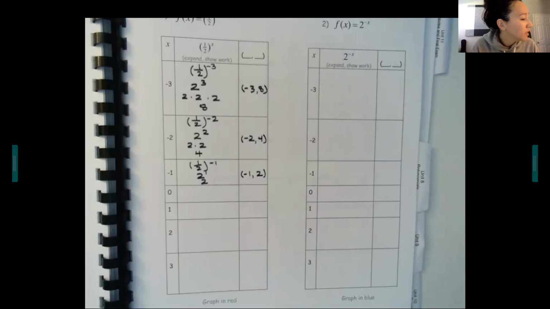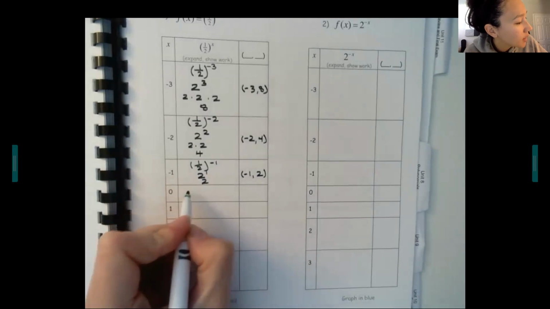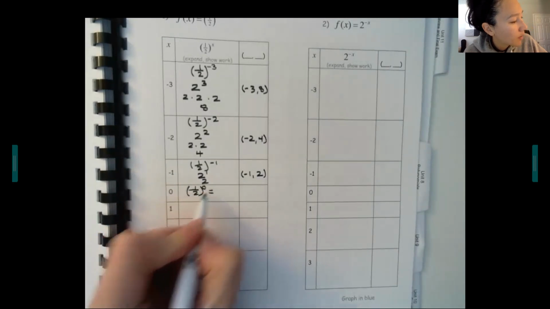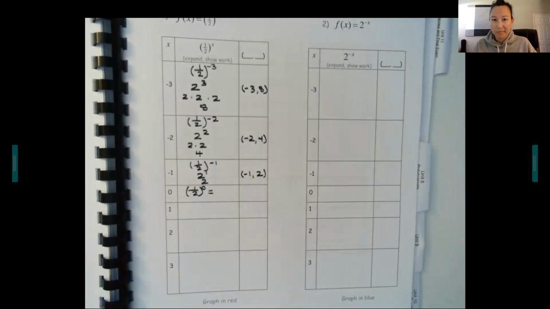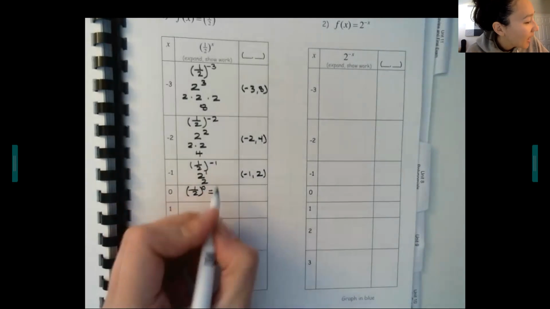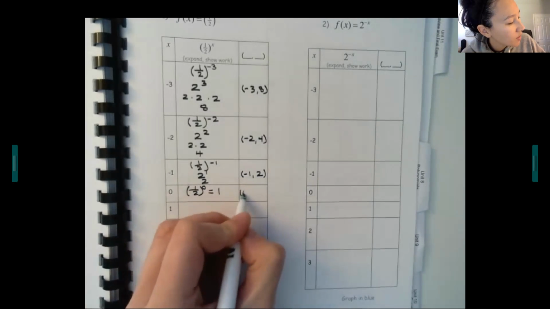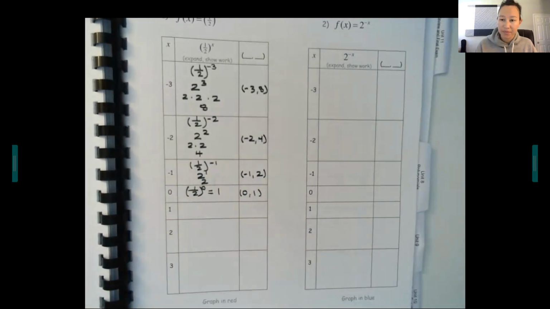Okay, can I get a volunteer? What did you get when x is 0? What's 1/2 to the 0 power? You can send it in the chat too if you want. Yes, thank you, Bella. Anything to the 0 power is always 1. Doesn't matter what it is. So this point would be 0, 1.